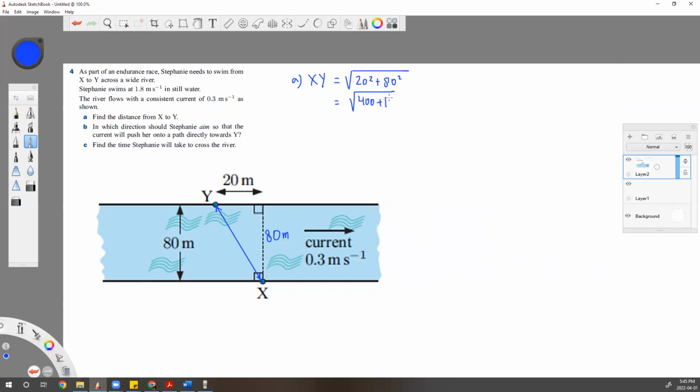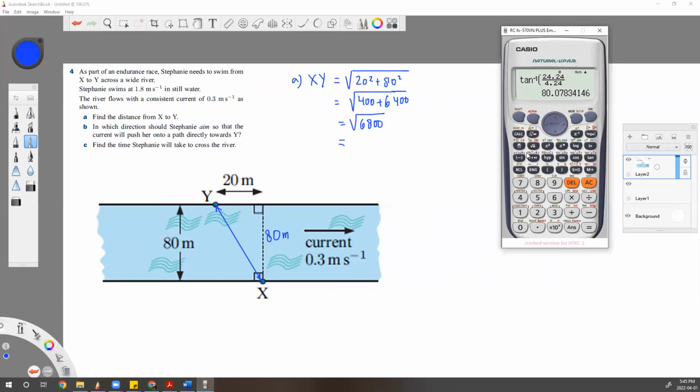Slowly but surely. No, 6,400. And see, almost wrong. Okay, the number is not so good. Okay, just calculate. 6,800. Right. No, this is very good.